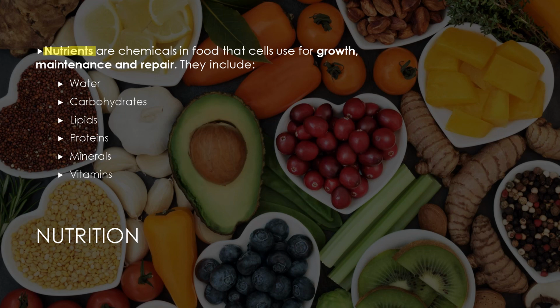Nutrients are chemical substances in food that your body uses for growth, maintenance, and repair. The 6 main types of nutrients are water, carbohydrates, lipids, proteins, minerals, and vitamins. Obviously, we know water is needed in the largest amount, about 2 to 3 liters per day.